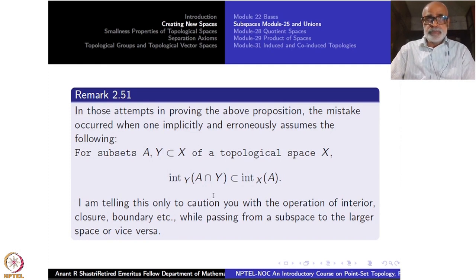The interior of a subset is contained in the interior of a larger set. That is the correct thing. However, the space in which the interior is taken is important. If you have taken a subspace here and a larger space here, then there is no containment in general. In other words, take a subset of a smaller space. An interior point in the smaller space may fail to be an interior point in the larger space.